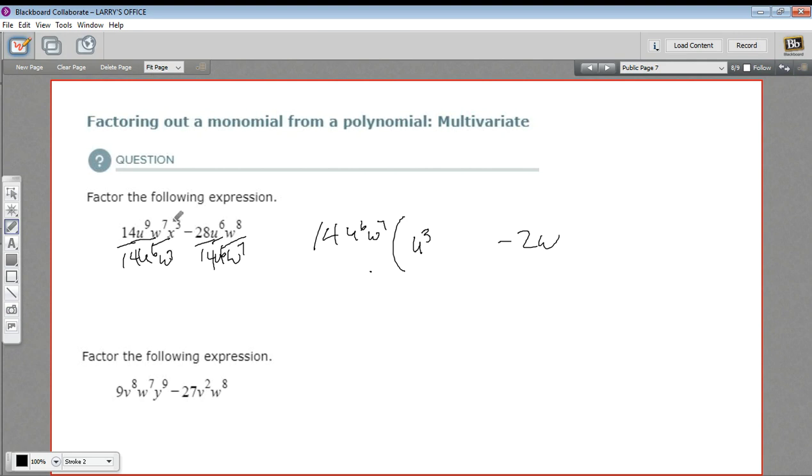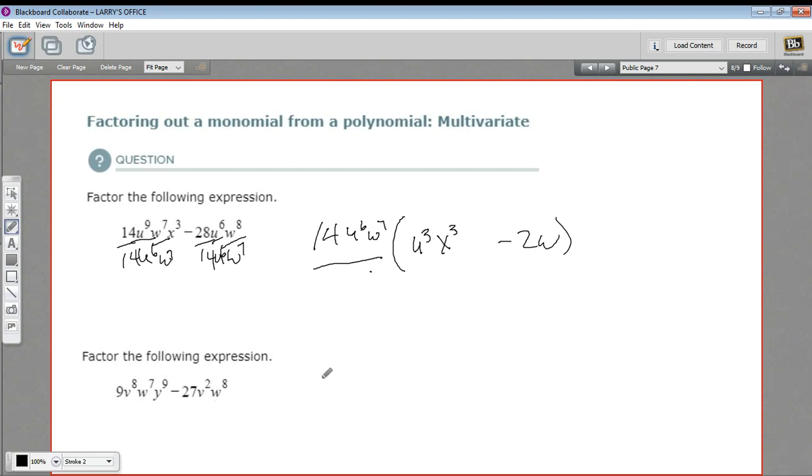And then finally, we have this x to the third here and no x term here. So I just have to leave that on my first term, so x to the third. And there is our answer. What we factored out was 14u to the sixth, w to the seventh. And what was left after we did that is u to the third, x to the third minus 2w. That's a lot of steps, and it can look a little confusing. So let's try one more for practice.